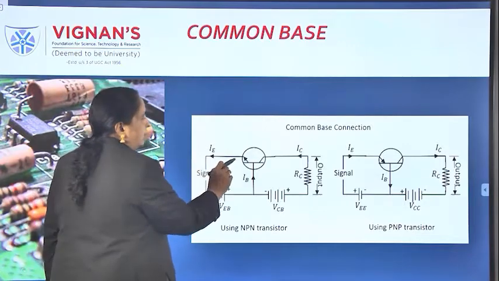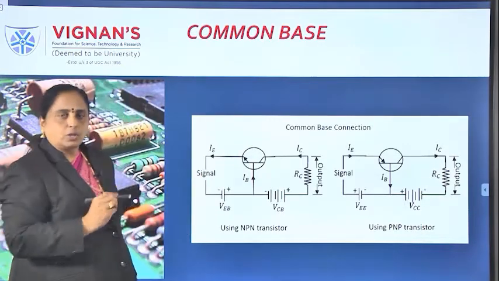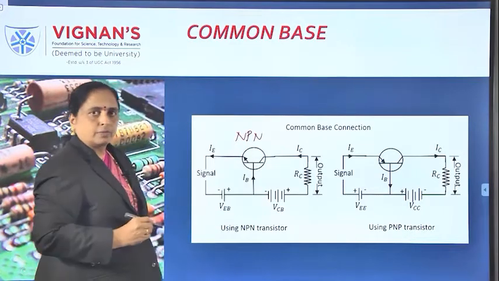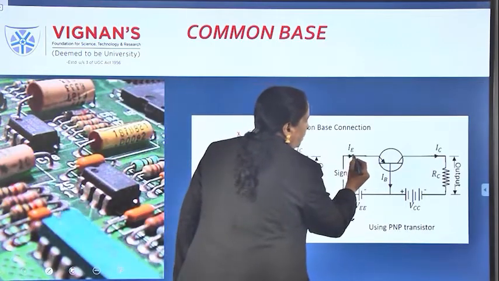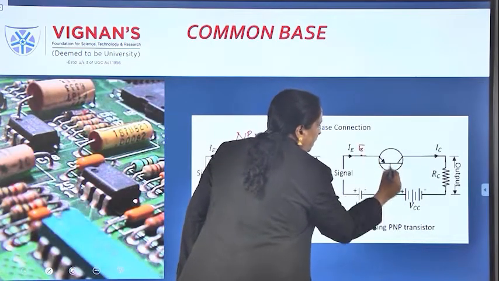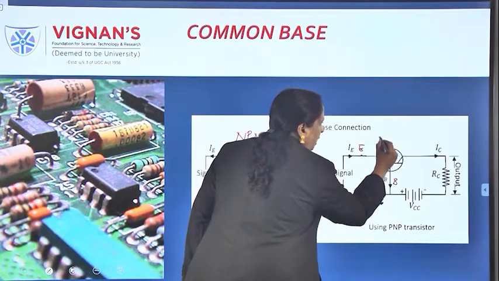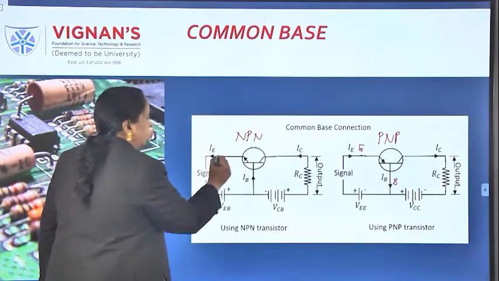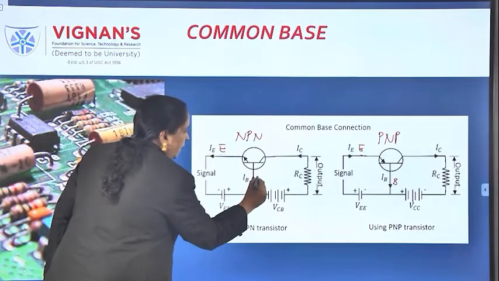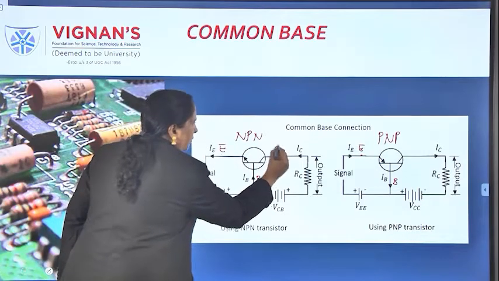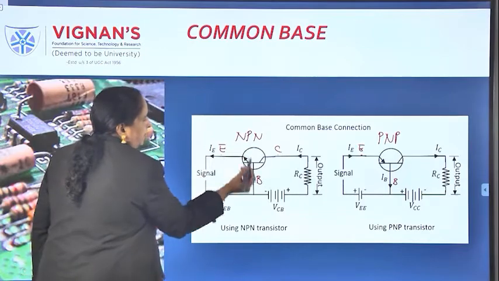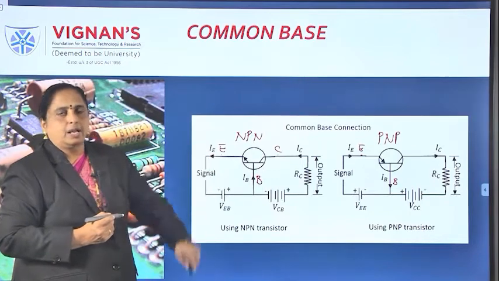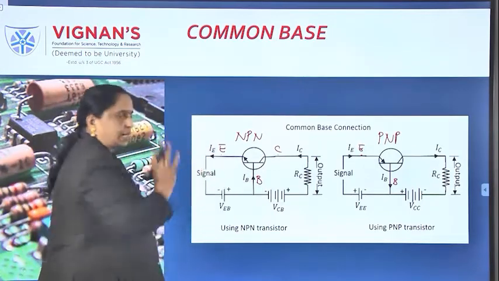For example, see here, the arrow is pointed outwards, so we can tell this is an NPN transistor. Here, if you see this diagram, the arrow is pointing from emitter to base. The arrow is pointing inwards, therefore it must be a PNP transistor. See, this is the emitter terminal, base terminal, and this is the collector terminal. Okay, in NPN transistor, the holes are moving from base to emitter. That's why the arrowhead points outwards. Okay, so here it is connected in the active region.